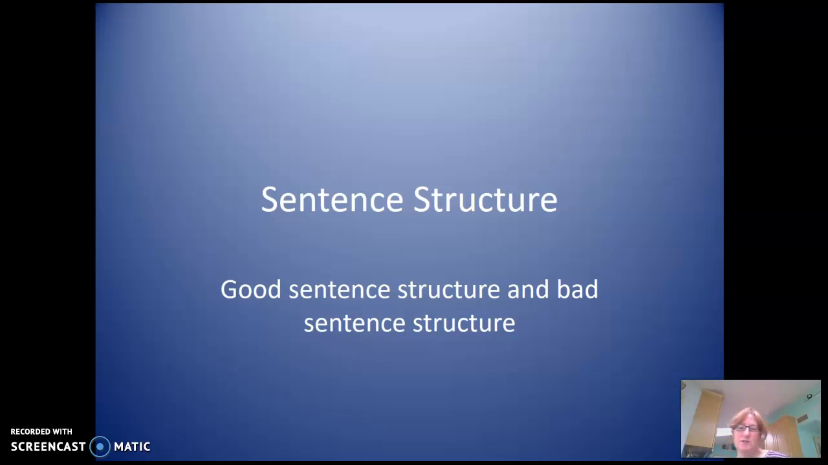We all have bad sentence structure at times. There are three common errors that all writers make, not just non-native speakers, but even native speakers. And so we bring these to your attention because we know that they are common errors. So let's go over this.